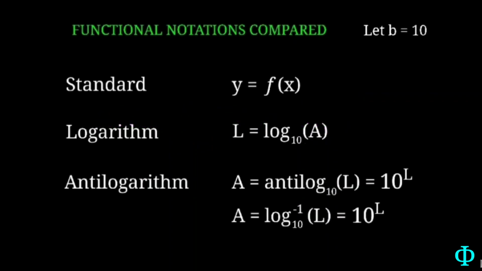Let's compare some functional notation. Let b equal 10. The standard form is y equals f of x. The log form is L equals log, base 10, of a. And the antilog form is a equals antilog, base 10, of L, which equals 10 to the L.